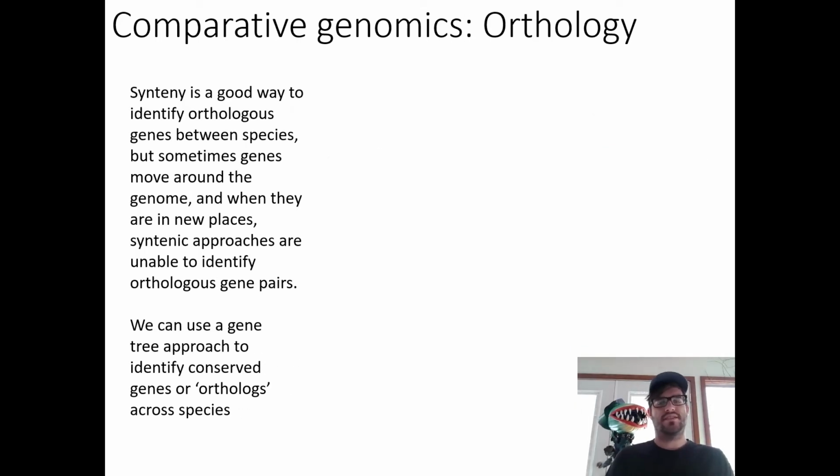So synteny is generally a good way to identify orthologous or conserved genes between species, but sometimes genes can move around the genome. And when they move to new places, synteny approaches are unable to identify orthologous genes. So if we have a gene that moves from one chromosome to another chromosome in one species, we might not be able to use its position to identify what genes it corresponds to. And so there's another approach that we can use. We can use a gene tree approach to identify conserved genes or orthologs across species.